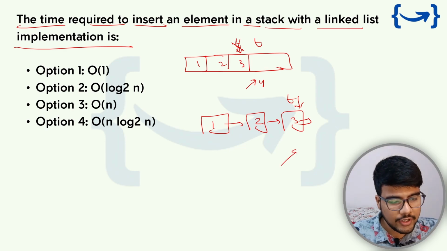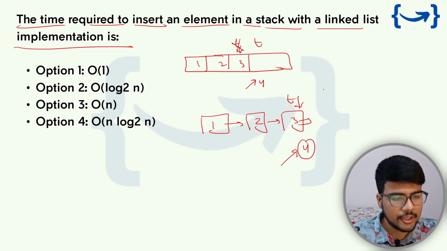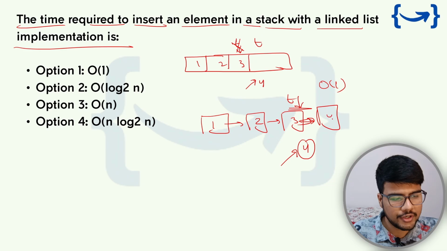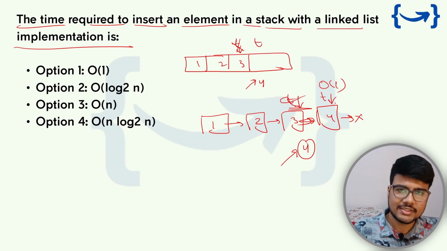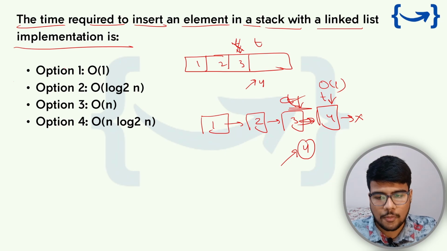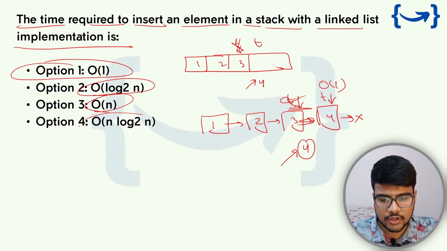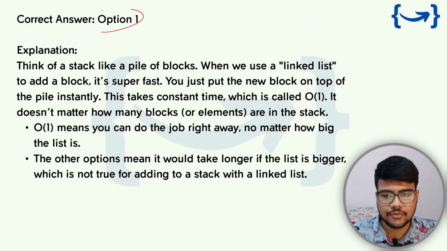Now if I need to add a 4th node to my linked list, it will just take O(1) time because I have a tail pointer at the end. I just need to set its next pointer to the new node, set the new node's next to null, and reinitialize my top to the new element which is currently inserted. So yeah, option 1 would be the right option. It will not take O(log n) or O(n) in this case. So option 1 is the correct option.